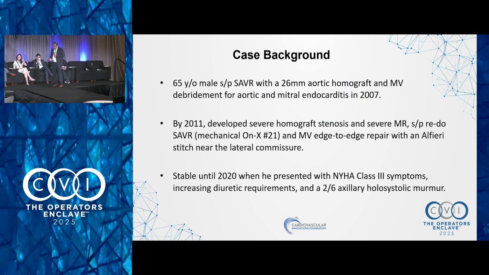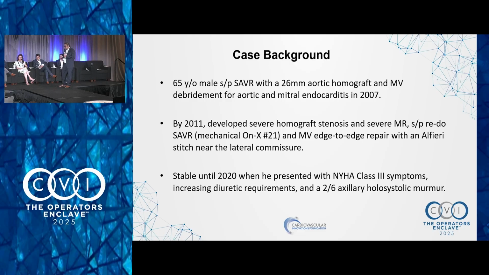These are my disclosures. So, a 65-year-old male, history of surgical aortic valve replacement with a 26 millimeter aortic homograft and a mitral valve debridement surgery for aortic and mitral endocarditis in 2007. In 2012, he developed homograft stenosis, severe MR. He underwent redo surgical aortic valve replacement with a mechanical valve, and he underwent a primarily commissural, on the A1P1 side, Alfieri stitch at the lateral commissure without a ring.